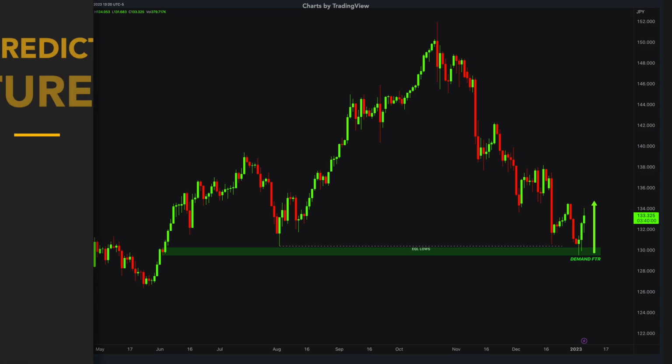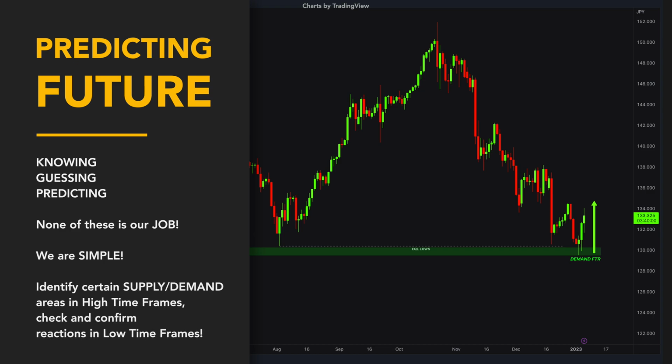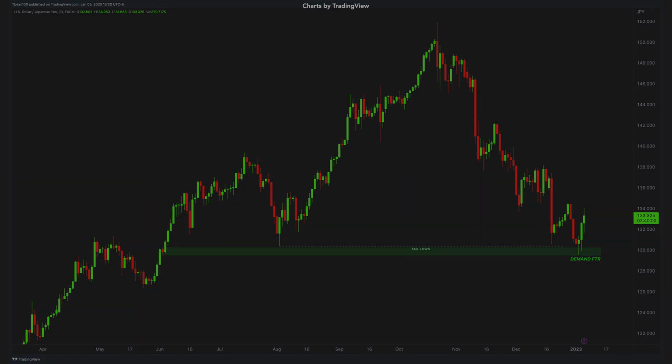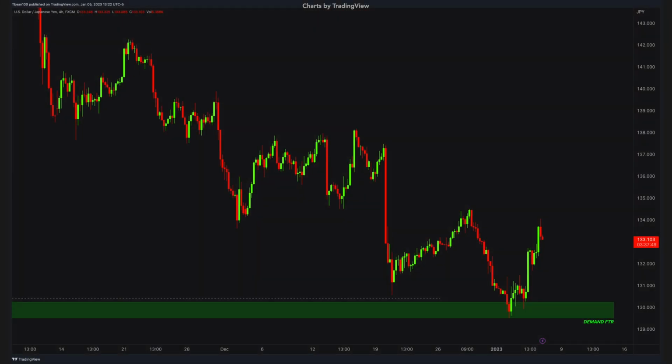I don't know anything. Knowing, guessing, prediction is not our job. What you should do is extremely simple. Just identify all the high time frames, supply and demands, and check for reactions and possible entries in low time frames. Such a simple idea. What I see here is this: a demand area and a hunted equal low. A possible reaction area. Equal low's hunt makes it more likely for a reaction, a higher probability. Now let's focus on this for our price action.